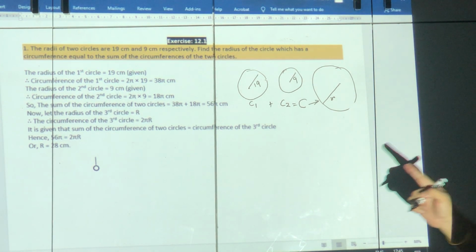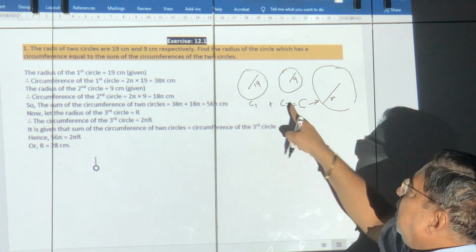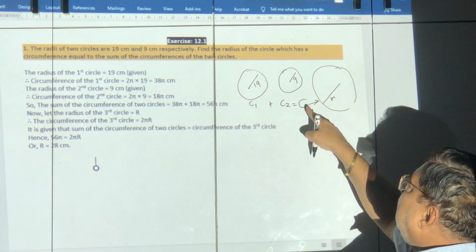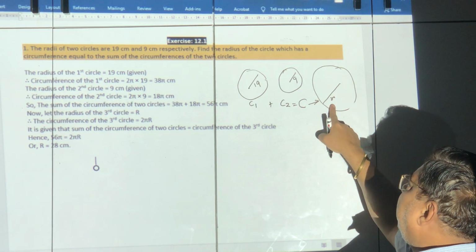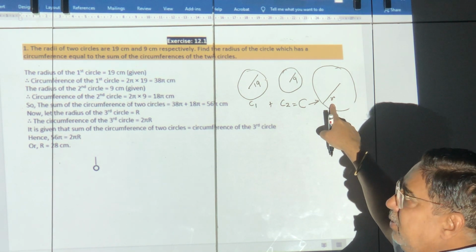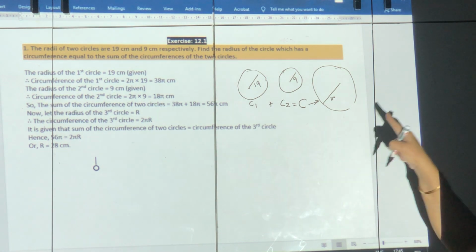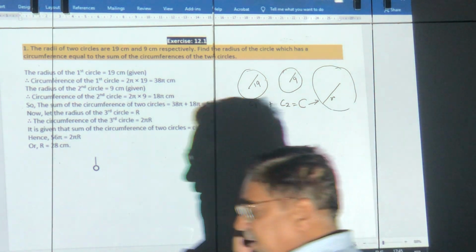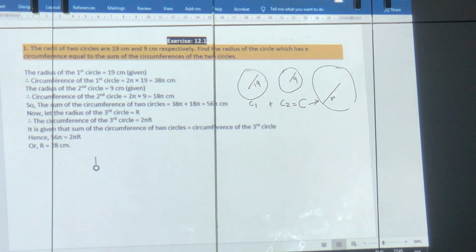So now you can see, my friends, first I have to find circumference 1, I have to find circumference 2, I have to add them up, I have to find the new circumference, and using the same formula I have to find the radius. Ready? So this is how to understand the sum. It looks difficult, but my friends, you are in 10th standard. This will come for 2 marks only.